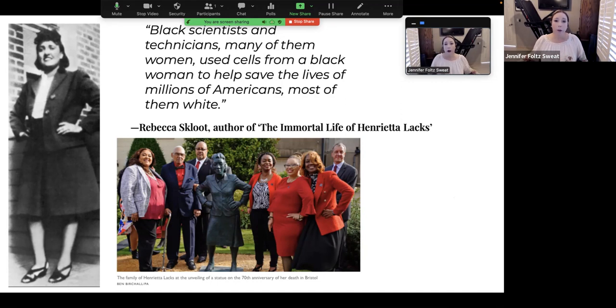My quote here: Black scientists and technicians, many of them women, use cells from a Black woman to help save the lives of millions of Americans, most of them white. And what the quote means by save lives is that we have used our research on her cell line to develop different antibiotics and different treatments for diseases.